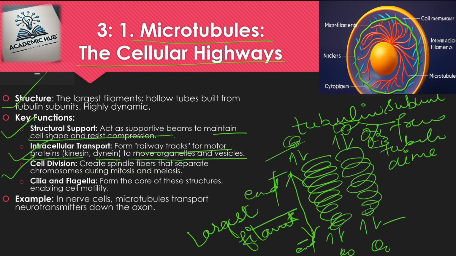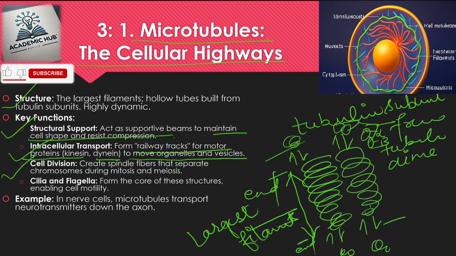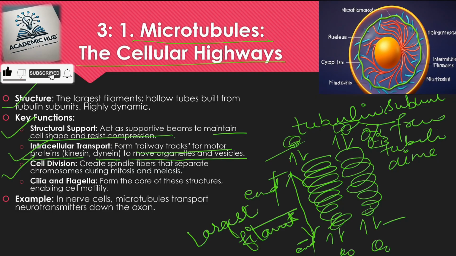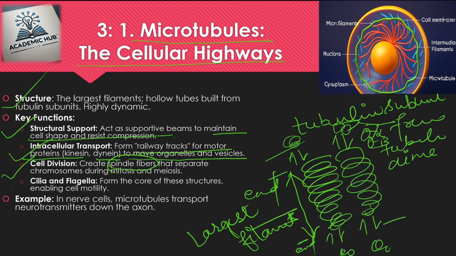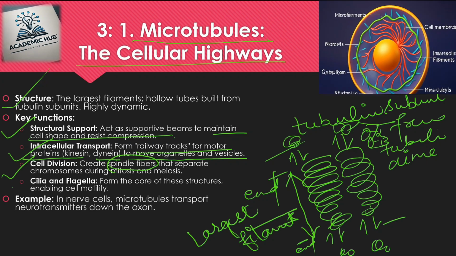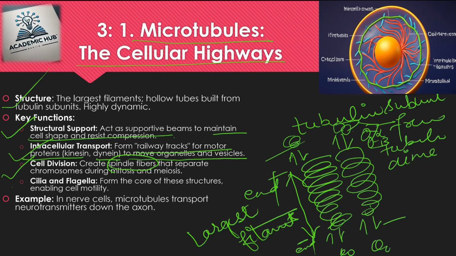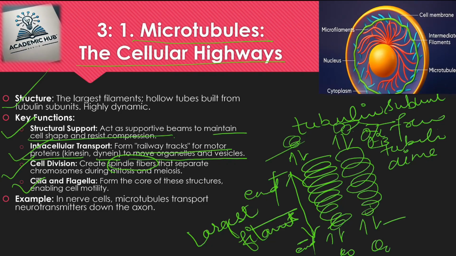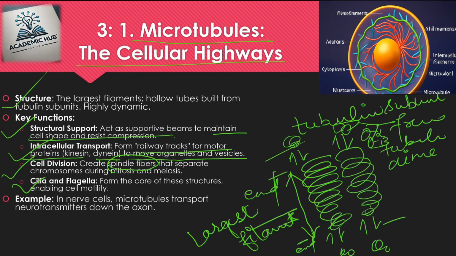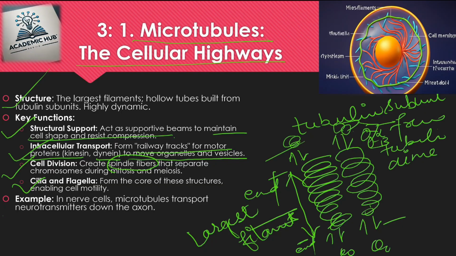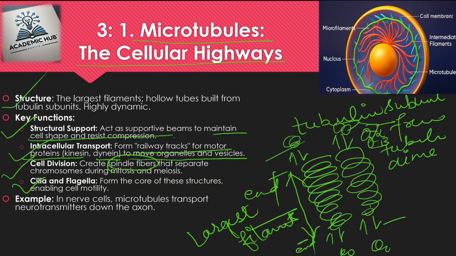Now the cell division. In both mitosis and meiosis, microtubules create spindle fibers that pull chromosomes apart for proper distribution. Next is the cilia and flagella. The absence of a cytoskeleton would strip cells of structure and purpose, eliminating the possibility of life.